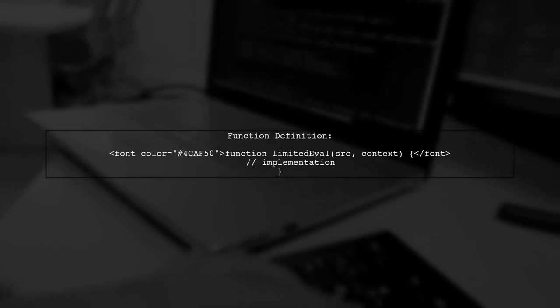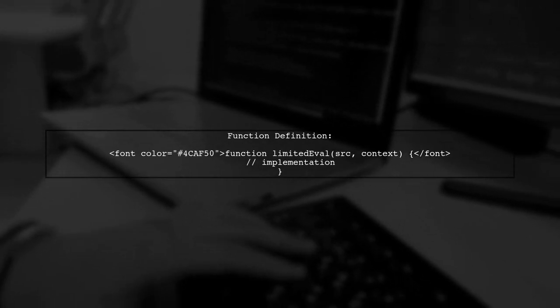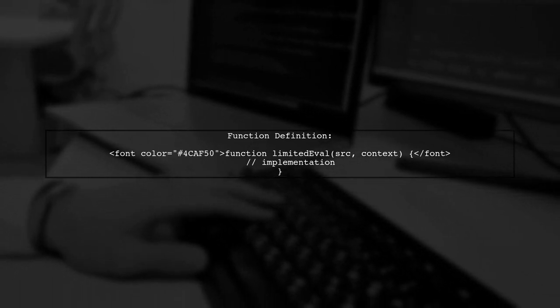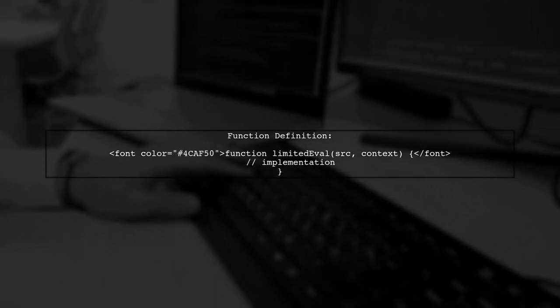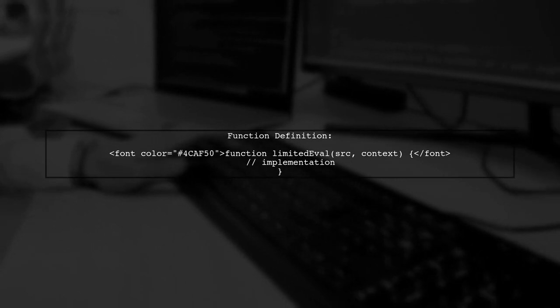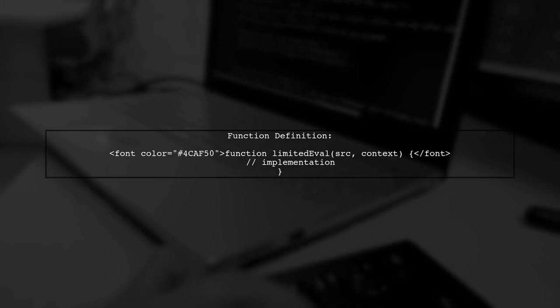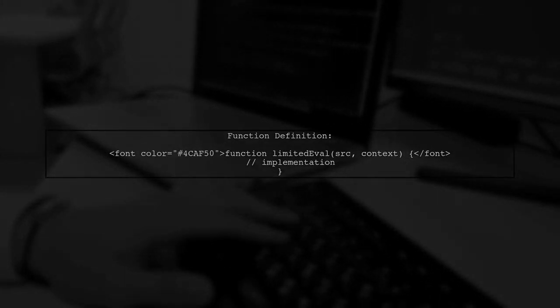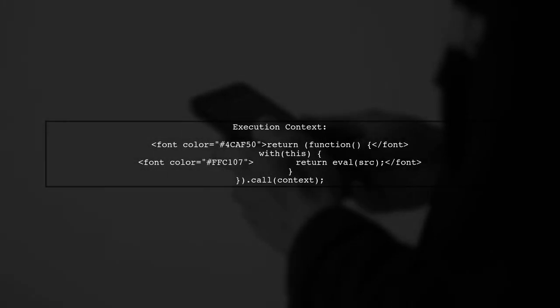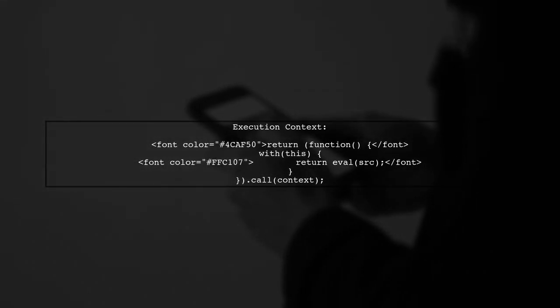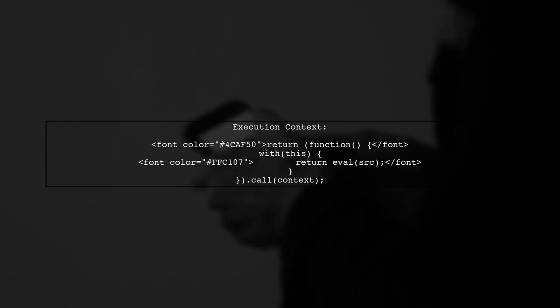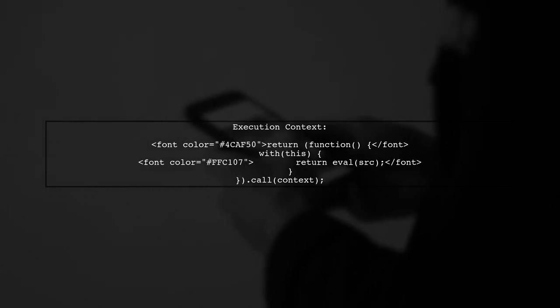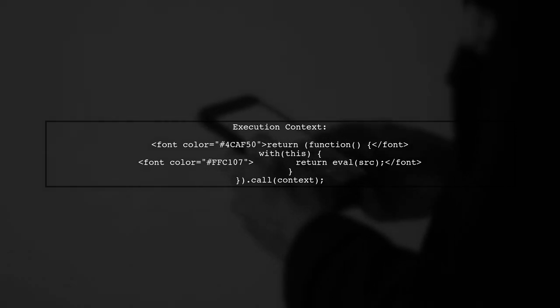Now, let's continue on. To run trusted JavaScript code in an isolated context, we can use a function called limitedEval. This function takes two parameters, the source code as a string and the context object. Inside limitedEval, we use an immediately invoked function expression, or IIFE, to create a new execution context. The with statement allows us to use the properties of the context object directly.